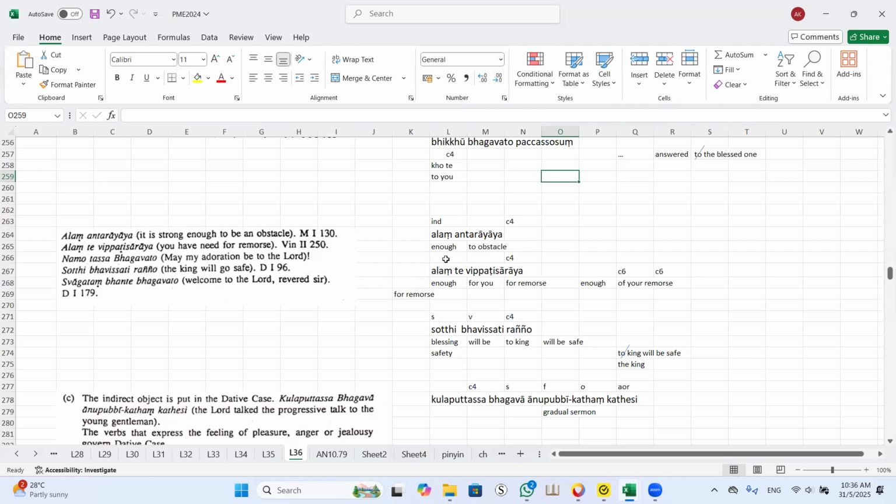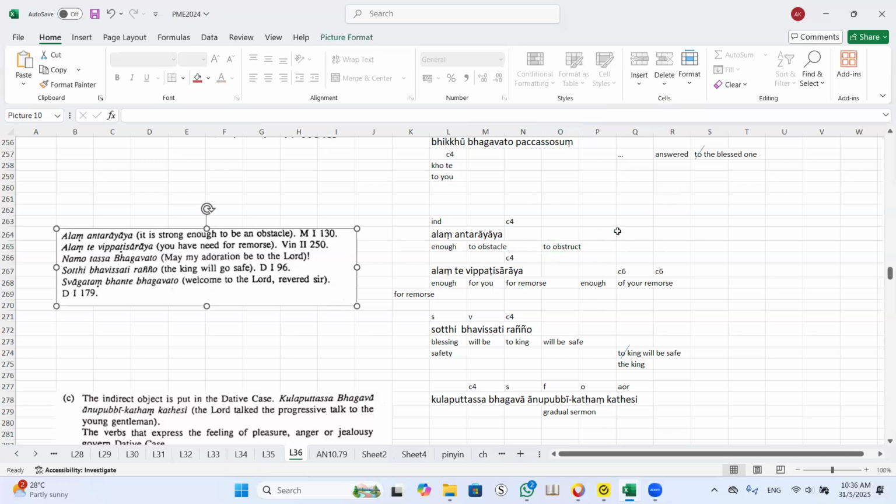If you say "enough to obstacle," it's better to put "enough to obstruct," because otherwise it's kind of funny. It's enough to obstruct. So I think you can change it into something like that, obstruct. But anyway, this is definitely a dative case, because ayah is a dative case for a masculine noun. So you assume that this is a masculine noun. Okay, alam with Pati Saraya is also the same.